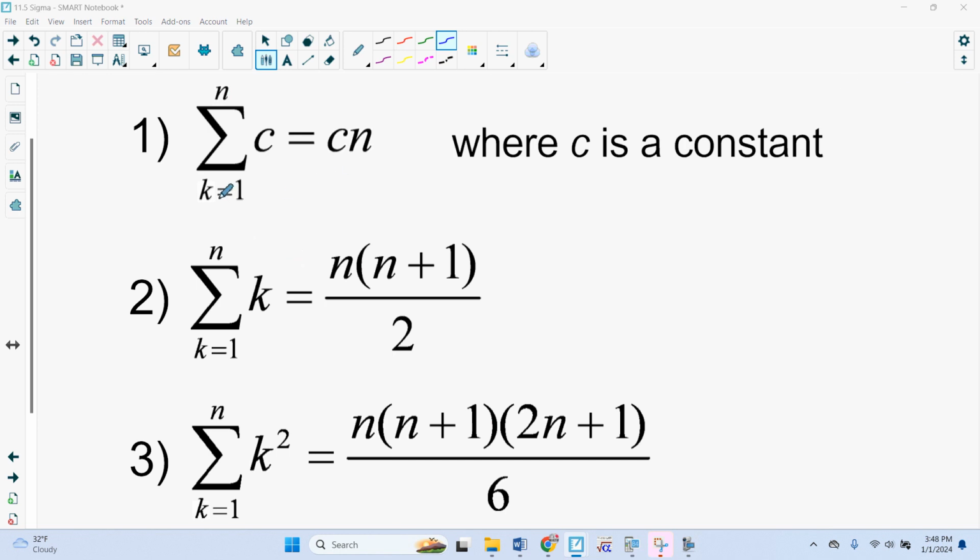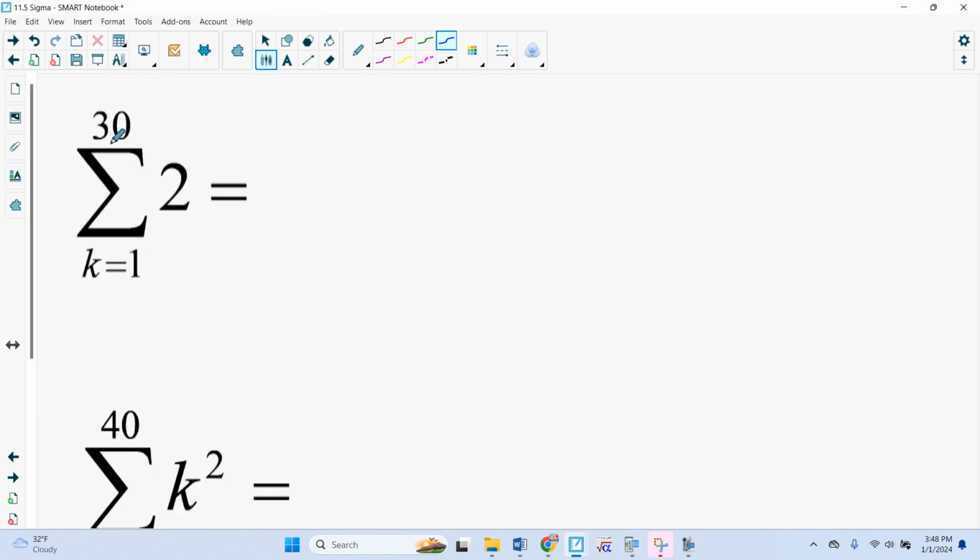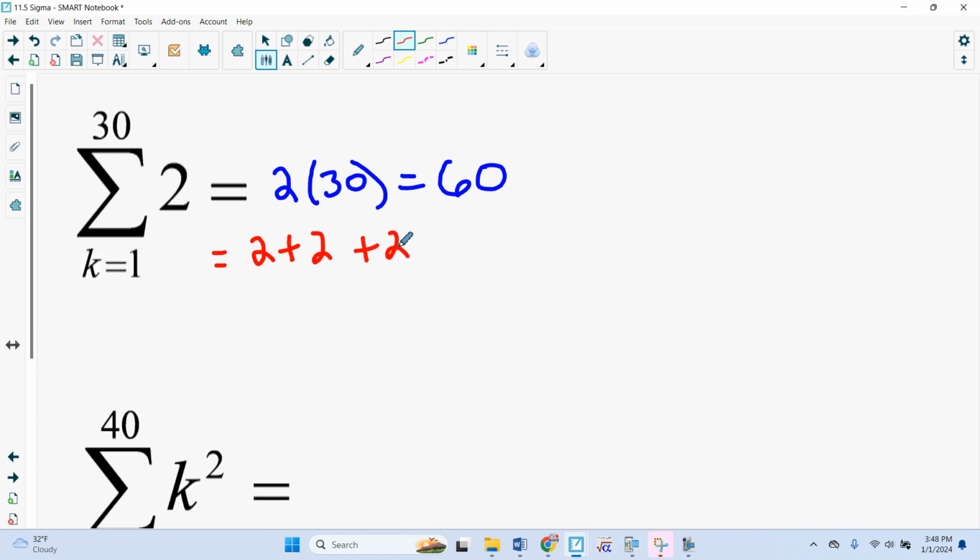So if we have k equals 1 to n of a number, this is just equal to that constant times n. So if we had k equals 1 to 30 of 2, using that formula, this would just be 2 times 30, which is 60. Which, if you think about it, if I was to write out the terms of this, it would just be 2 plus 2 plus 2 plus 2 plus ... 30 times, which is what the formula is.